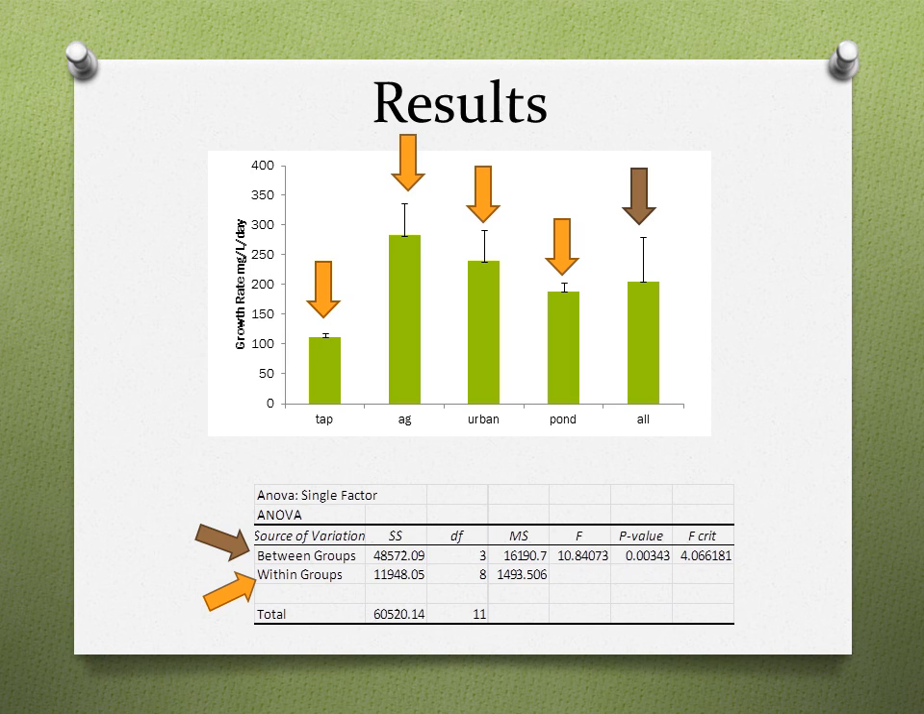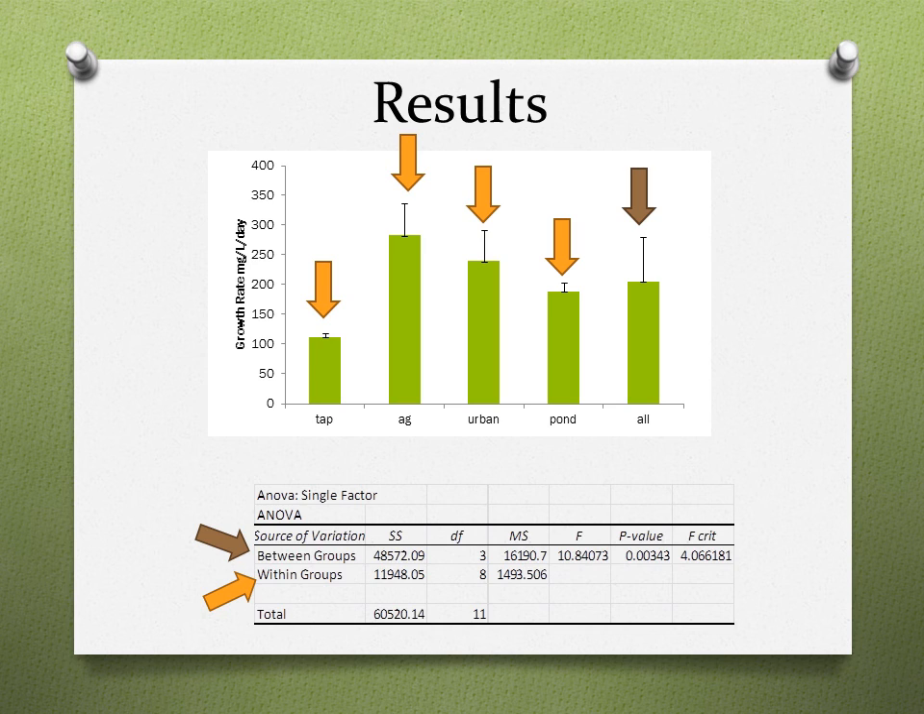All right, so here's our results from the experiment. The first thing I did was plot the averages for tap, ag, urban, and pond, and I calculated a standard deviation and put the error bars on. I have yellow arrows pointing to those bars, and those yellow arrows represent the error that we see when we're trying to keep everything the same.